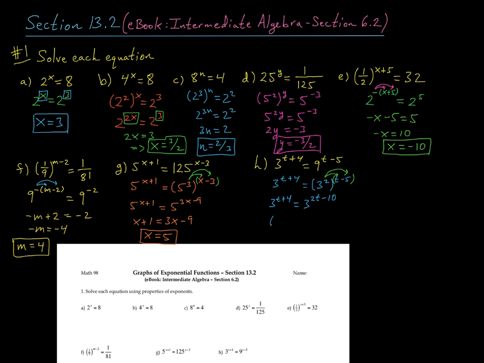Now we can equate exponents. We have t plus 4 is equal to 2t minus 10, and so then subtracting t from both sides will give me just a t on the right. Adding 10 to both sides would give me a 14 on the left. So it looks like t would have to equal 14. And that will do it. All right, thanks.